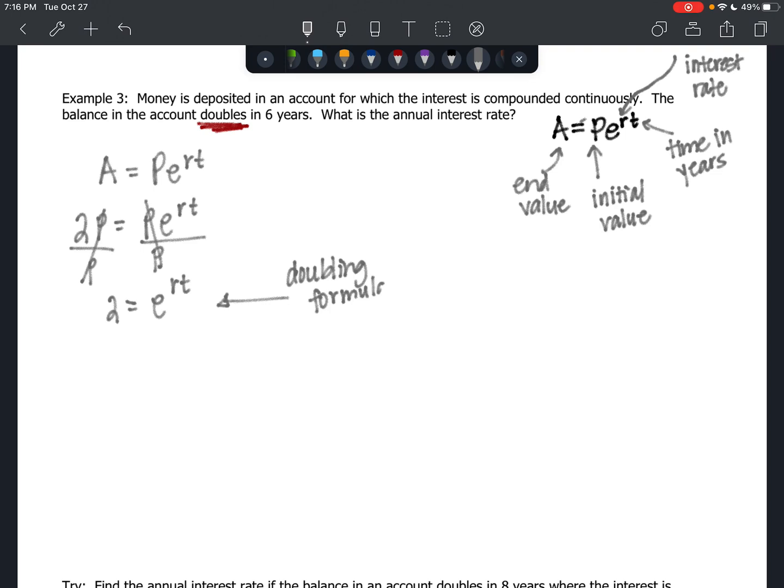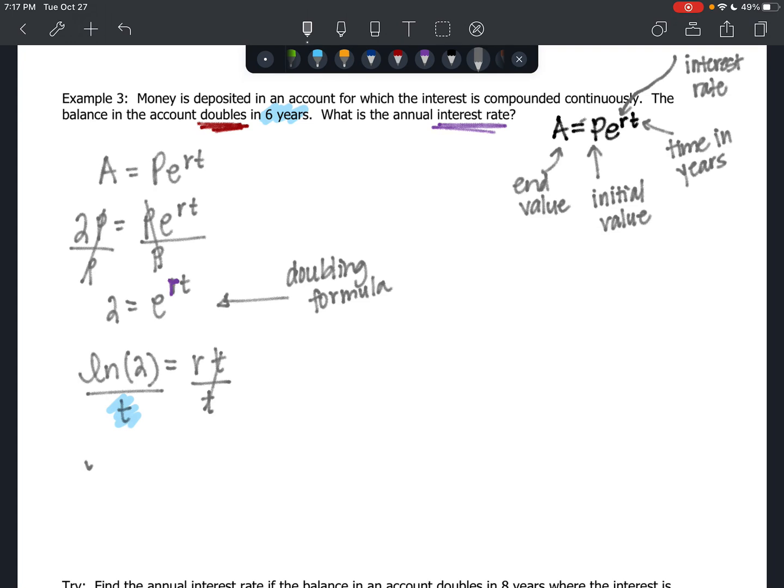And then from here, you can solve for either R or T. We want to find the interest rate, so we want to find this value R. I'm going to write this in log form. Log base e, the natural log of 2, is equal to RT. We're solving for R, so I'm going to divide both sides by T, and that's our formula. R equals the natural log of 2 divided by T. Well, T is 6 years.